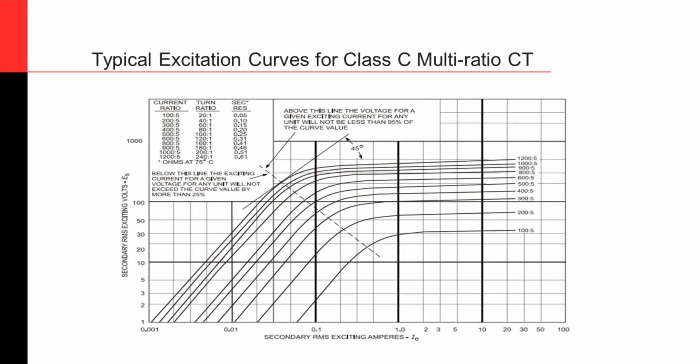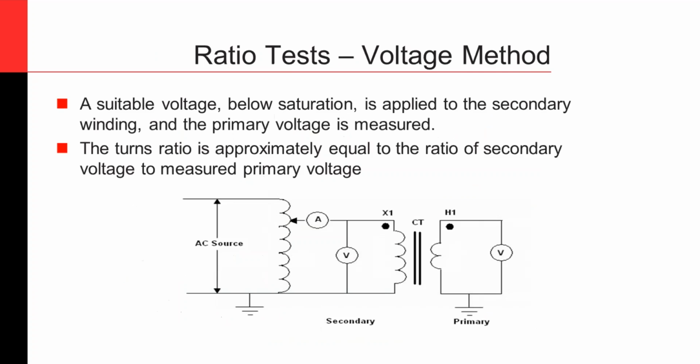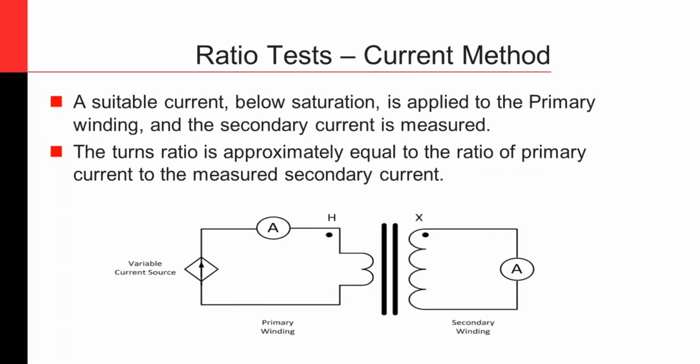So you're going to supply a value in this range, and typically it's about 30 to 40% of the knee point value. You're going to supply about 30 to 40% of the saturating value, and then you're going to measure the corresponding current. You're going to measure the corresponding primary voltage. You apply voltage across the secondary below the saturation value, and you're going to measure the voltage on the primary.